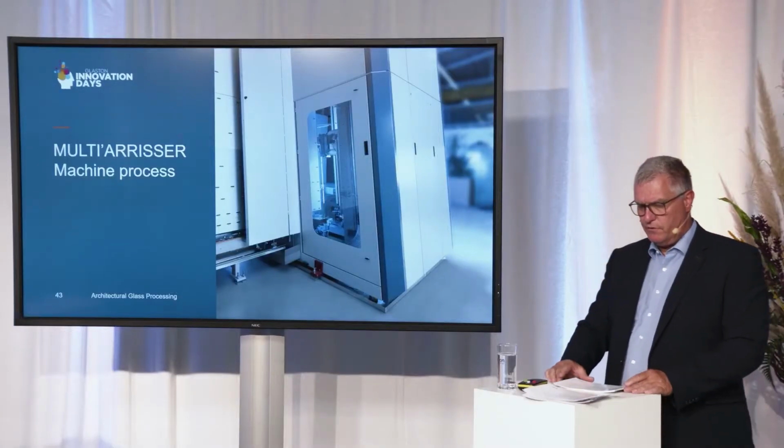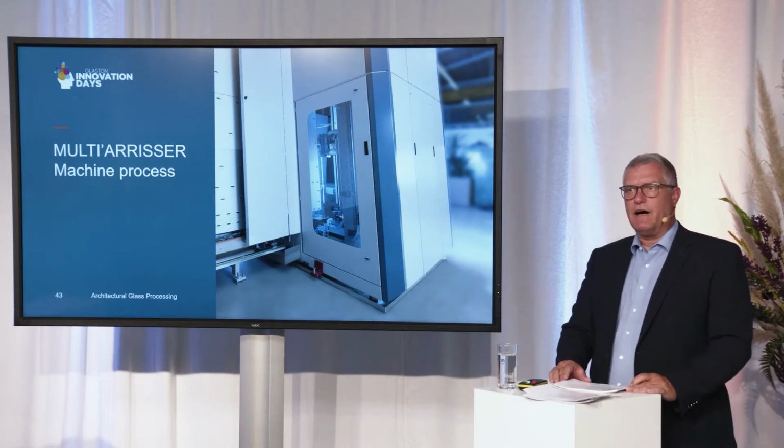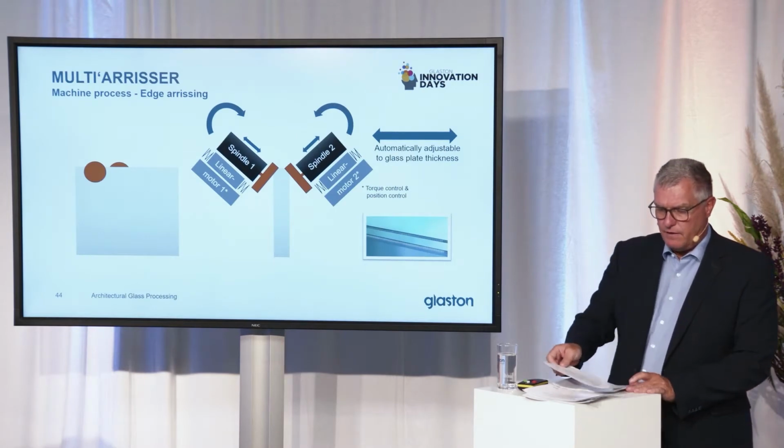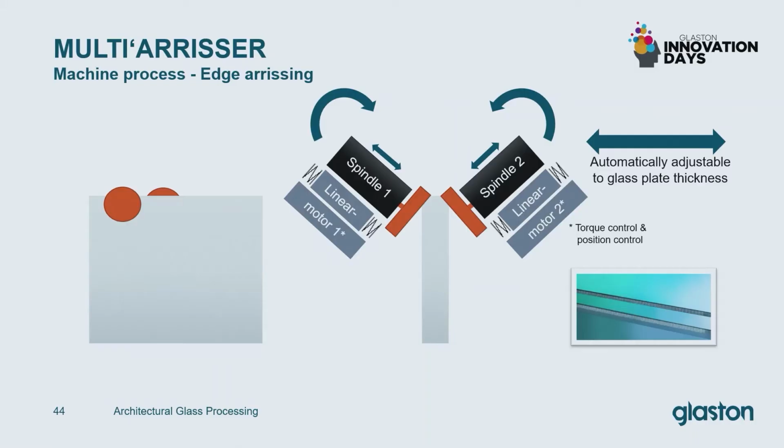Now we'd like to introduce you to our machine process, which you can see afterwards in the live presentation. First, there are two spindles. First, we are showing the erasing of the edge. There are two spindles in 45 degree arrangement, as you can see on the right side. The linear motor is controlling the erasing process by a position and torque control during the process in order to realize the best quality. The right spindle has an automatic adjustment according to the measured glass thickness. You can see this outstanding quality in the photo on the right side.